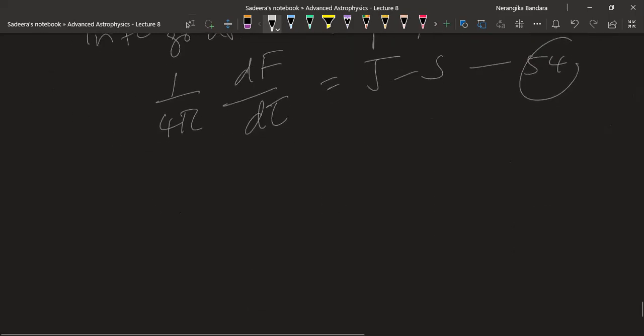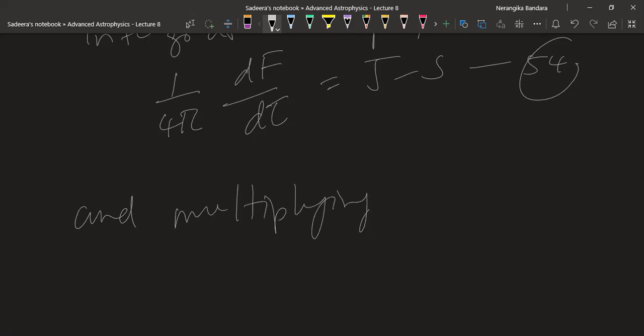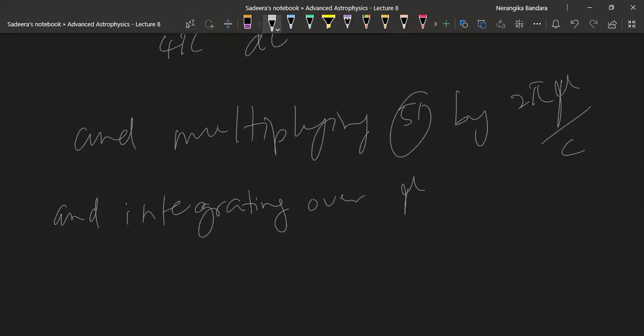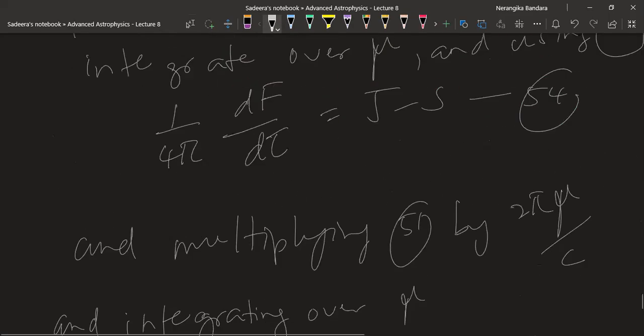And multiplying equation 51 by 2 pi mu over c, and integrating over mu, you're going to get something like this: dP by d tau equals F divided by c. Let's call this equation number 55.